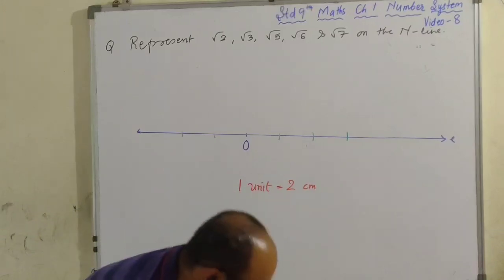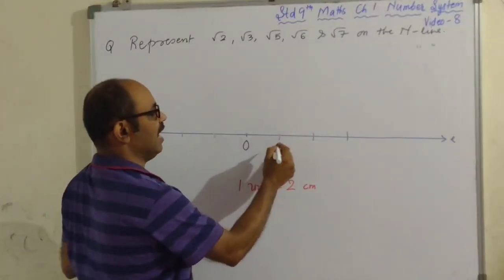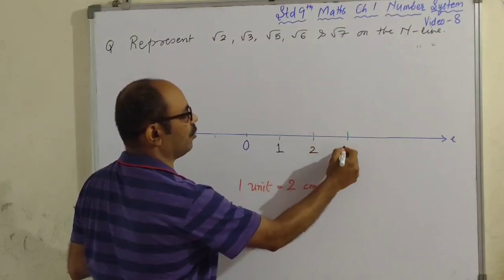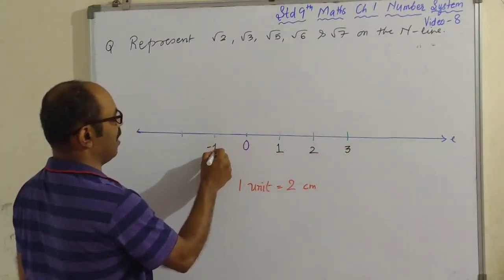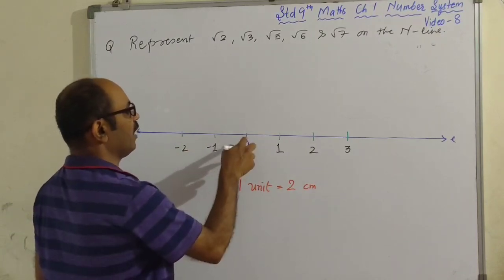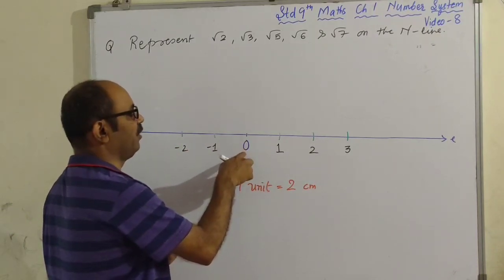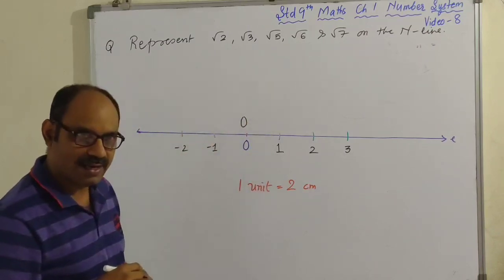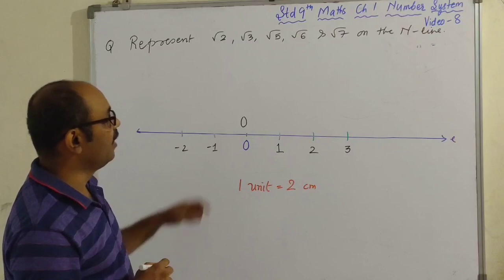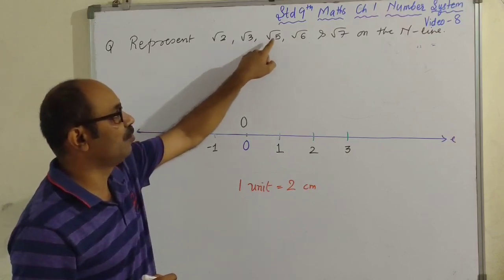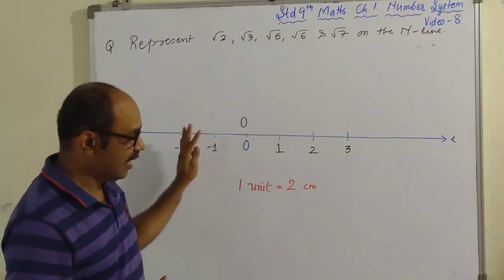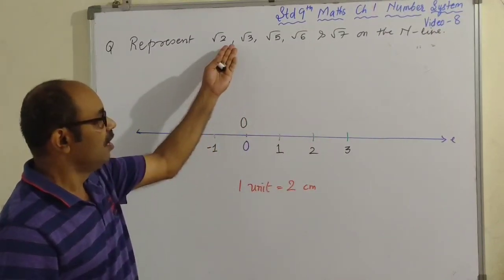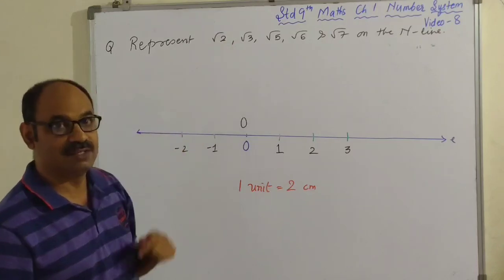Now, to the right, at 1 unit distance you can put 1, at 2 units distance you can put 2, 3. And to the left, it is -1 and -2. You can call the point corresponding to the number 0 as O. Then we want root 2, root 3, root 5, root 6 and root 7 exactly on the number line, where the points corresponding to these numbers you will get.